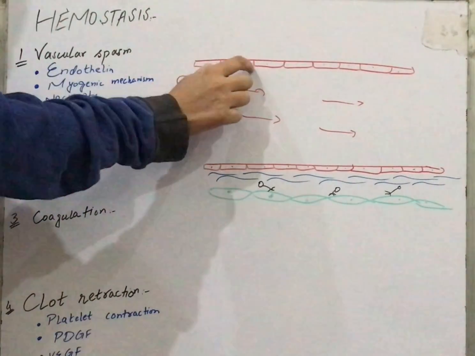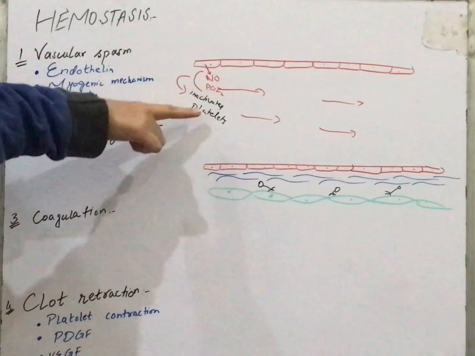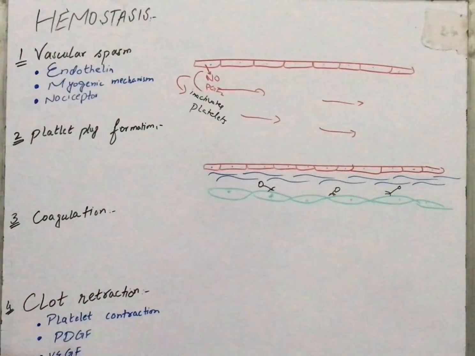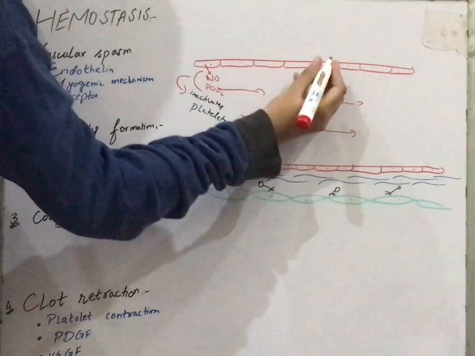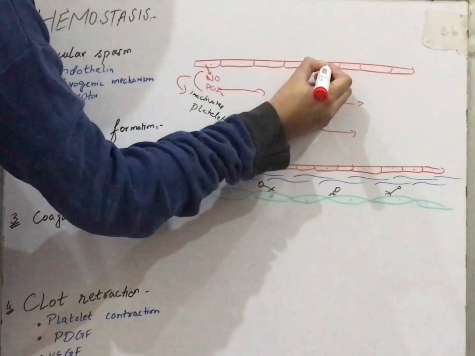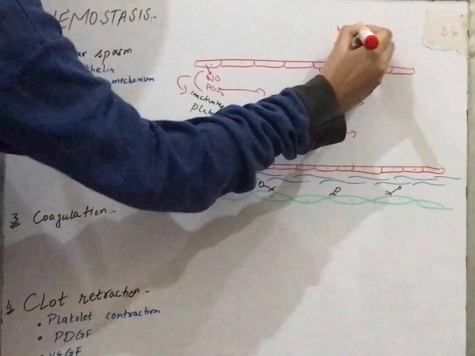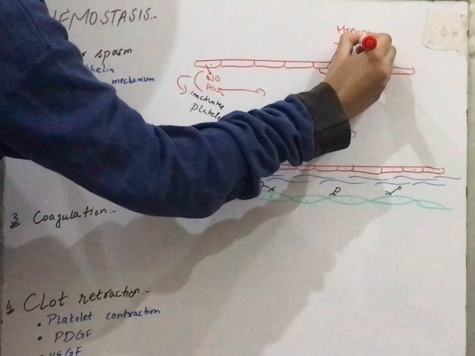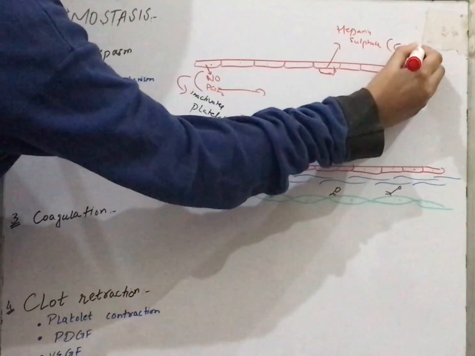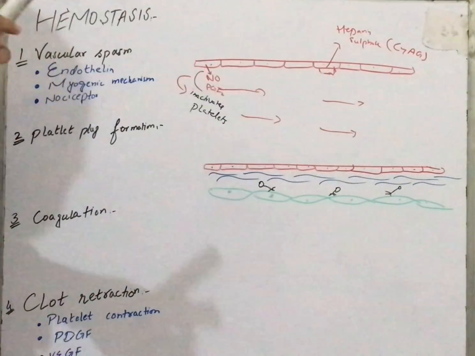So our normal endothelial cell, when it is intact, releases 2 substances, nitric oxide and prostaglandins, which keep our platelets inactivated. Now the third thing is that our endothelial cells also have heparin sulfate. What is heparin sulfate? It is a GAG.